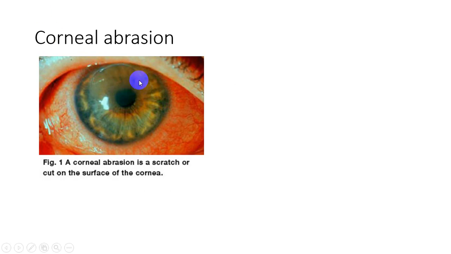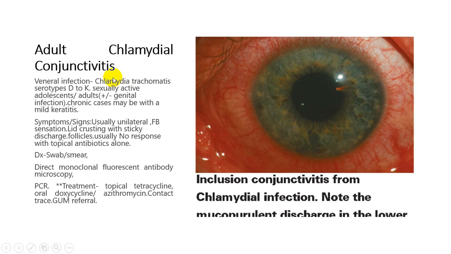Here is the corneal abrasion, you see there, corneal abrasion. And now adult chlamydial conjunctivitis. It is a infection caused by Chlamydia trachomatis, serotypes D to K.